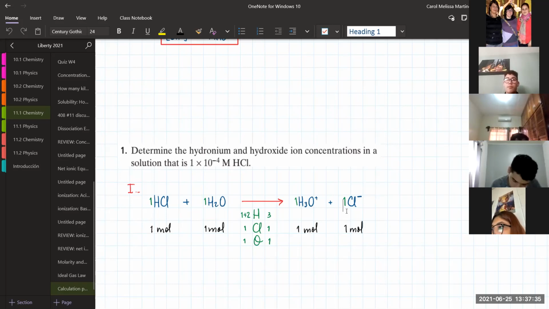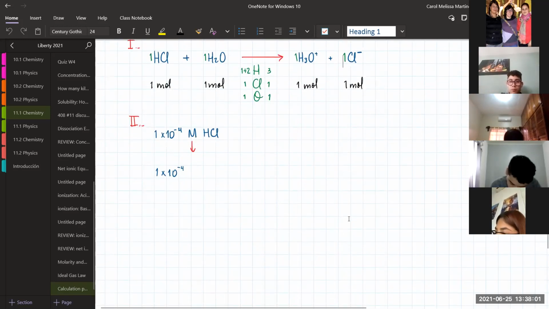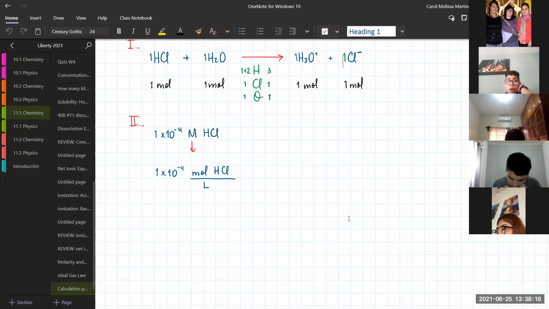After you do the number of moles, you need to change the concentration units. So instead of writing 1 times 10 to the -4th power M HCl, it is going to be switched into 1 times 10 to the -4th power, and instead of M, you're going to write moles over liter of the acid HCl. That is the second step, changing the units for the concentration.